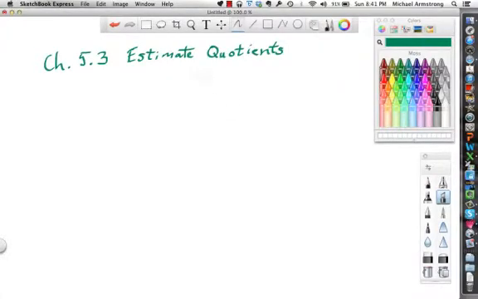Okay, chapter 5.3, estimate quotients. Remember, when we estimate, we're not guessing. Definitely not. We're not finding the answer and then rounding it. No, we're thinking ahead of time about how to do the problem. The story problem that they give us on page 209, unlock the problem from the real world.